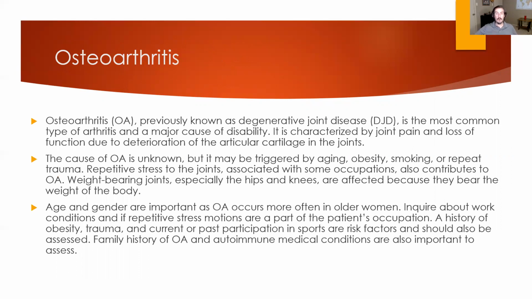Osteoarthritis and rheumatoid arthritis are often confused. Osteoarthritis is when you have that deterioration of the articular cartilage in your joints. So, it ends up being kind of like bone on bone, right? Osteoarthritis is a degenerative type joint disease. That used to be what it was called. It's the most common type of arthritis, and it causes a lot of disabilities. Very characteristic is the joint pain and that loss of function in your fingers and joints because you don't have that cartilage anymore.